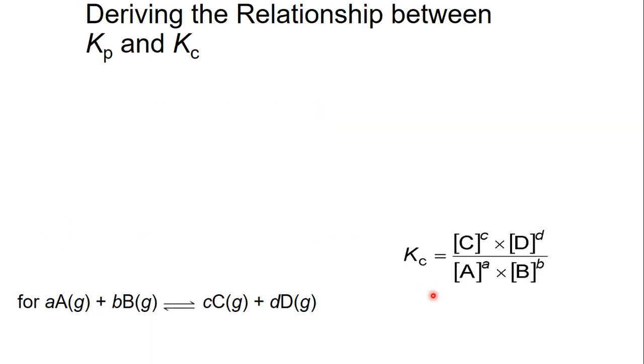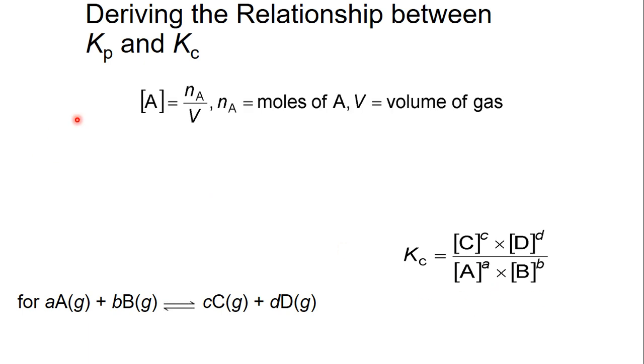Now let's see how we can turn this Kc into a Kp. So we have this equation, A plus B goes to C plus D. We know how to get the Kc. Now, using PV equals nRT, we see that concentration equals moles divided by volume. That is what concentration is.